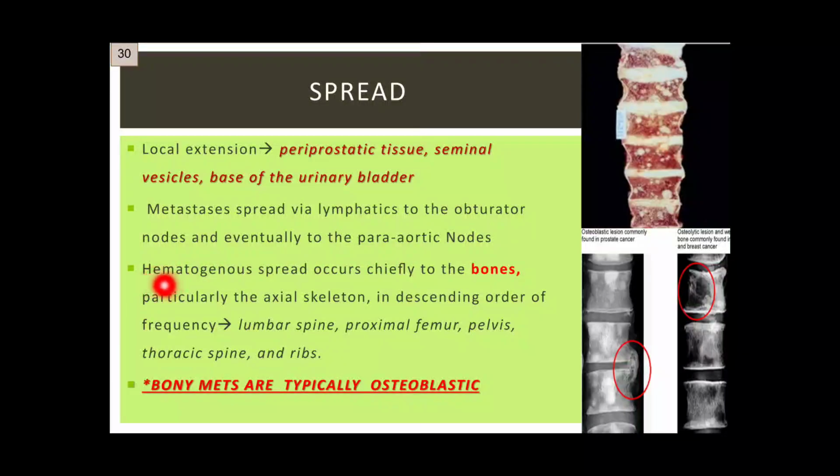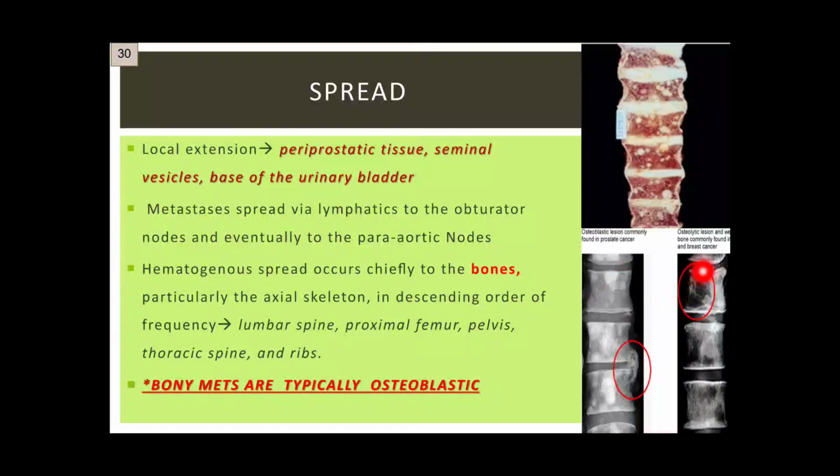Then another important point is hematogenous spread, which can occur chiefly to the bones, particularly the axial skeleton, in the descending order of frequency: lumbar spine is affected the most, followed by proximal femur, then pelvis, thoracic spine, and ribs. So the bony mets of the prostatic tumor are typically osteoblastic. So they will be forming bones, and on X-ray they will be seen as whitish opaque lesions. So such lesions are called osteoblastic lesions, like this.